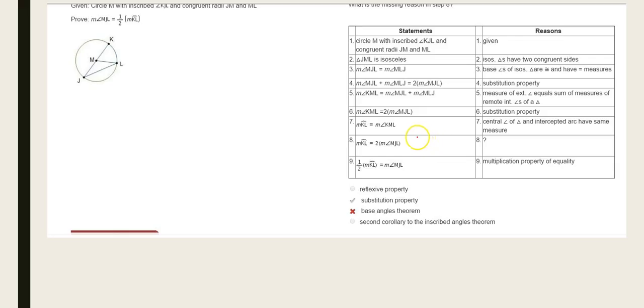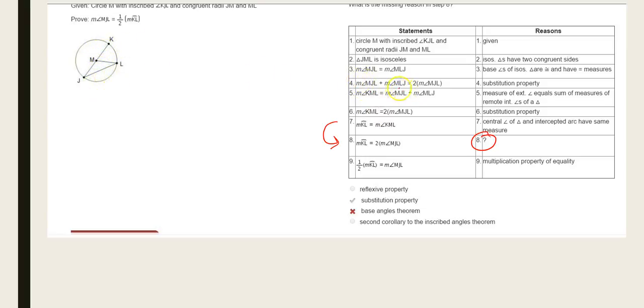Now in this particular problem, they're asking you to identify what is the missing theorem that you would use. So you want to know, how did you get from step 1 to step 2? Here we have the measure of arc KL is equal to 2 times the measure of the angle. So that's that inscribed angle that we were talking about. So they're actually proving it by going through all of these steps here.